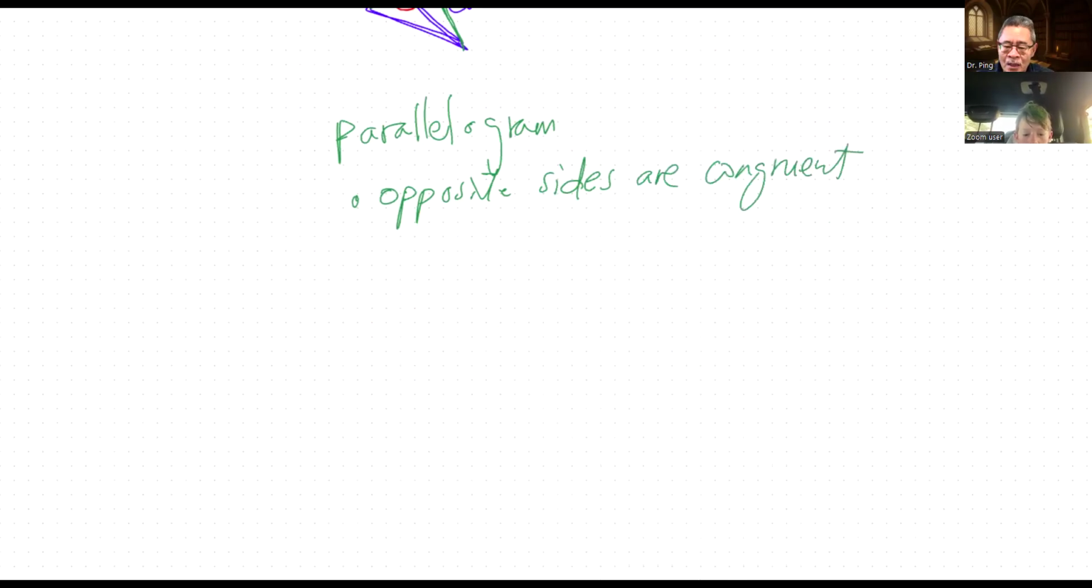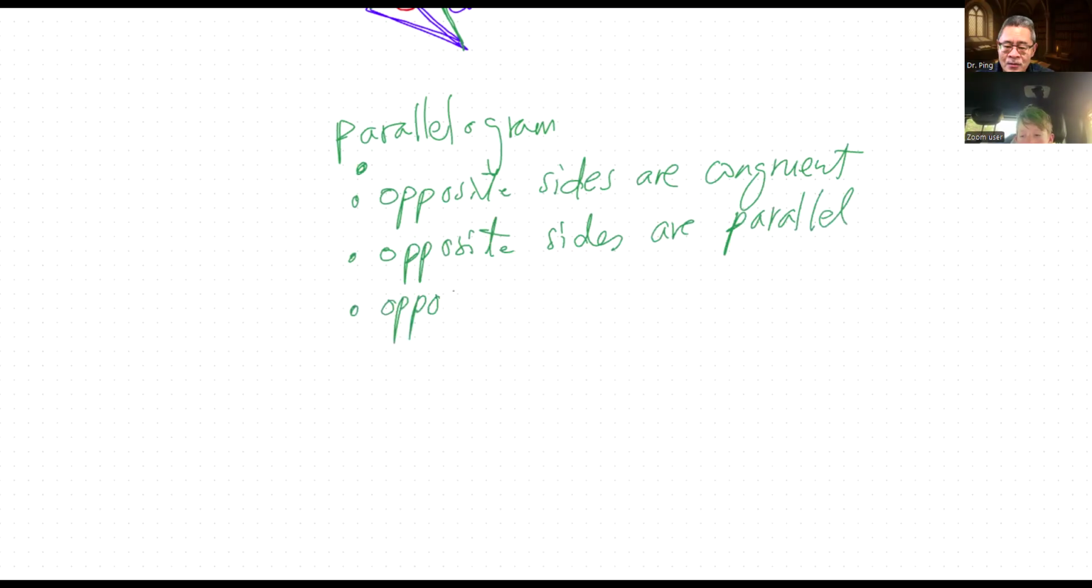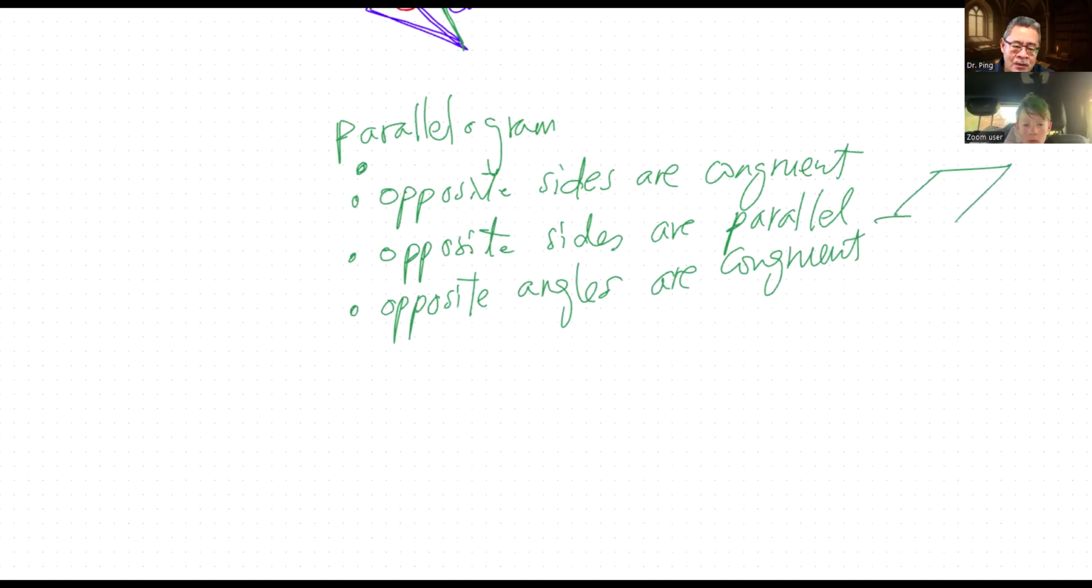And also opposite sides are parallel. So it has all the properties of a quadrilateral, then this is just add on. Okay. And also the opposite angles are congruent. And you can see if you have a parallelogram, this angle is congruent to this angle, and this angle is congruent to that angle. So opposite angles are congruent.